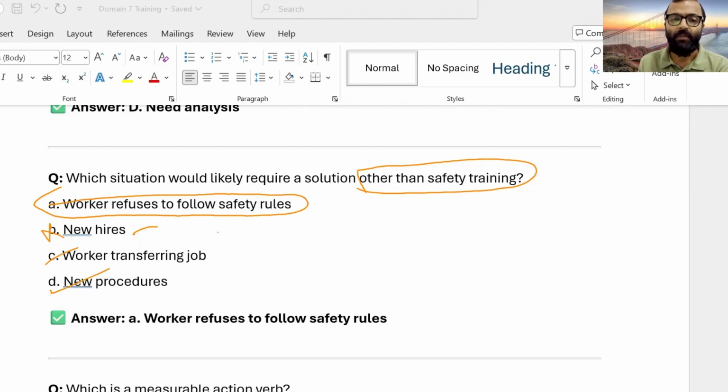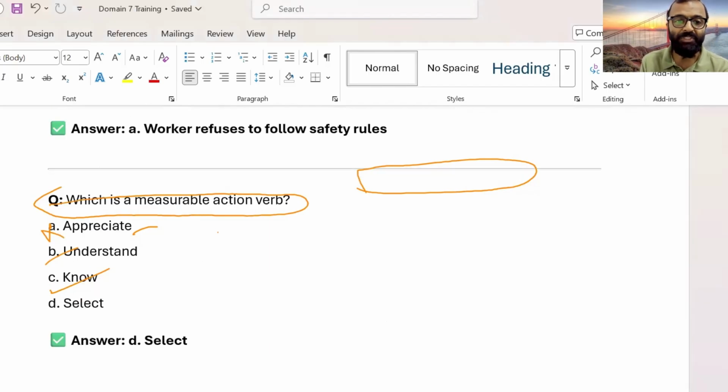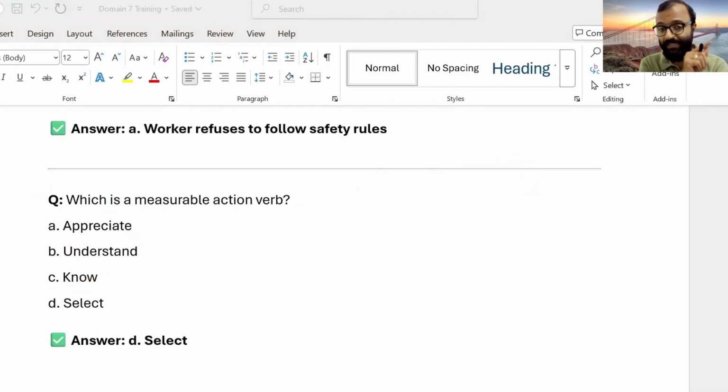Which is a measurable action verb? I have told clearly, this is an important question. Appreciate, understand, know, select. Select is an action word. Understand, how much have you understood? Appreciate, how much appreciation? Know, what? Select means one is given and you select from it. So that is an action. That is a verb actually.